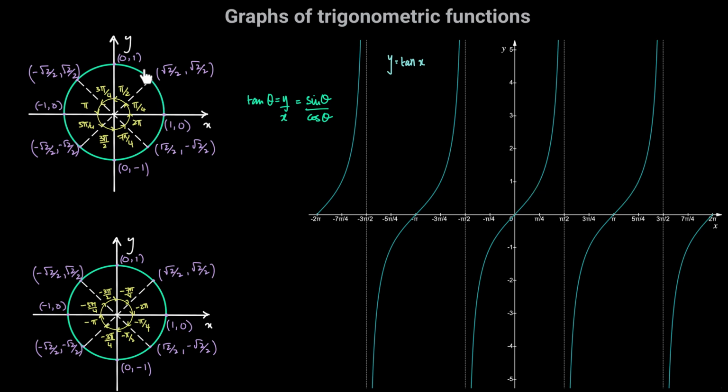Now again, when x is equal to 3 pi over 2 radians, we can see over here that the y coordinate is -1 and the x coordinate is 0. And -1 divided by 0 is undefined. That's y divided by x.